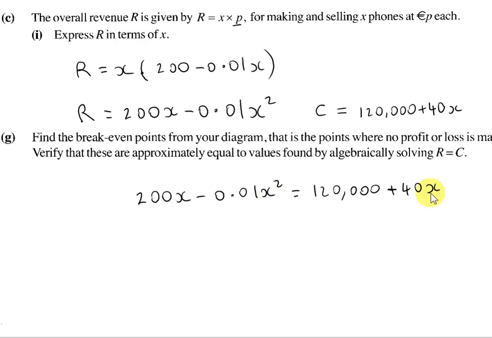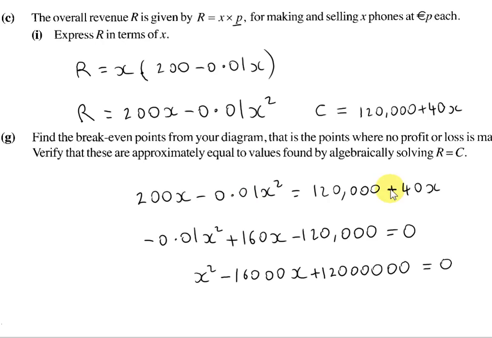So now we're going to do this algebraically, so we have to set r equal to c. So we want to find the values of x that give the same value for r and c, because then remember the profit is r minus c. But if r is equal to c, then r minus c is going to be 0. So the profit is 0 at those points. The revenue and the cost is the same, so we make no profit.